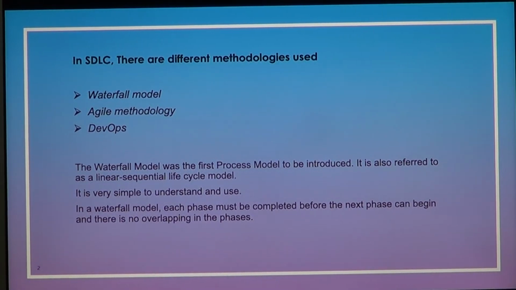The waterfall model was the first process model to be introduced. It is also referred to as a linear sequential life cycle model. It is very simple to understand and easy to use. In the waterfall model, there are different phases like analysis, design, implementation, testing and maintenance. Each phase must be completed before the next phase can start, and there is no overlapping in the phases.